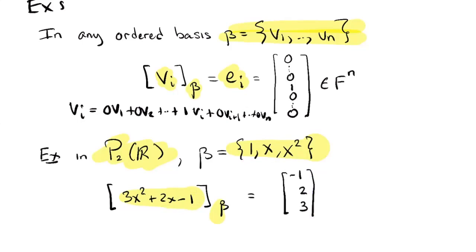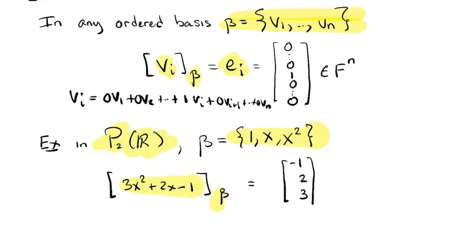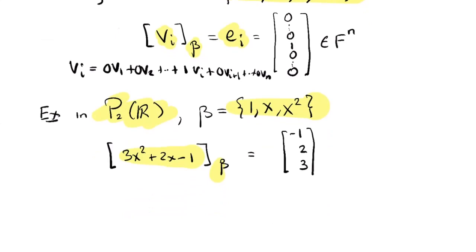And the point is that if I understand the ordering and I know what the basis is, from this coordinate vector, I can recover the polynomial and vice versa. So in some sense, they're kind of the same thing. This is an encoded way of writing down that polynomial, and you understand what I'm talking about as long as you can decode.